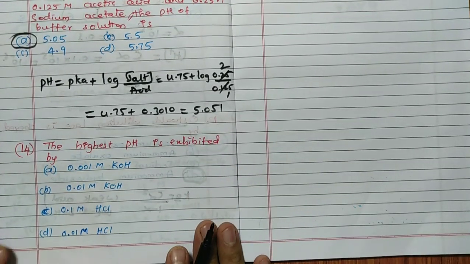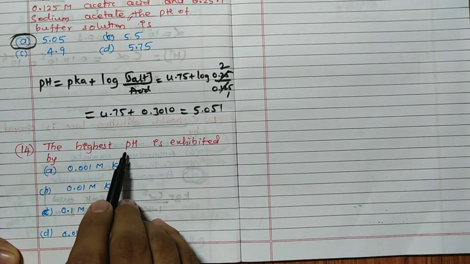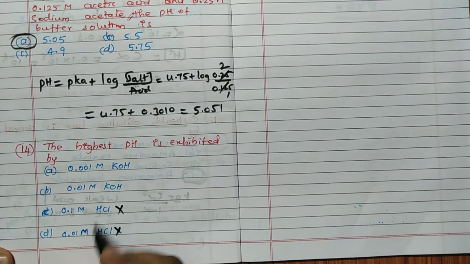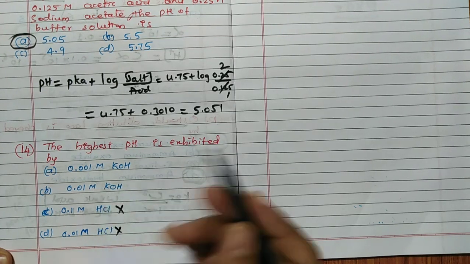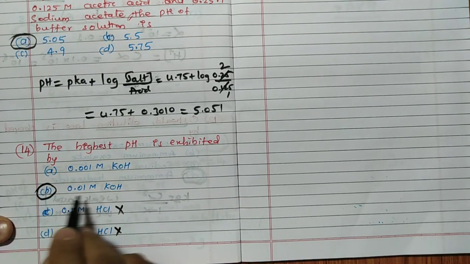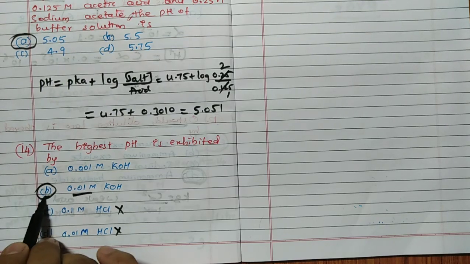Then the highest pH is exhibited by which one? Highest pH is there for the base first of all. Hence this and this are wrong because these have the lowest pH. Out of these two, more OH minus concentration is in which case? B is the answer because 0.01 will give you more pH than this one. So OH minus ion concentration is more here. Hence the answer for this question is B.